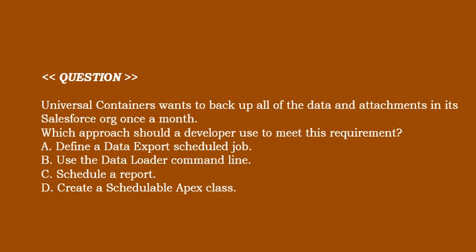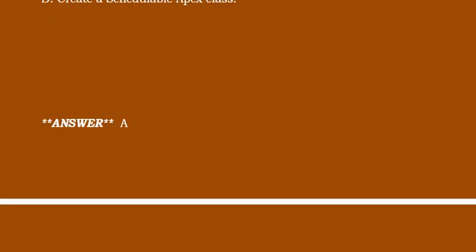Next question is, Universal Containers wants to back up all of the data and attachments in its Salesforce org once a month. Which approach should a developer use to meet these requirements? Option A. Define a data export schedule job. Option B. Use the data loader command line. Option C. Schedule a report. Option D. Create a schedulable Apex class. Correct answer is option A.